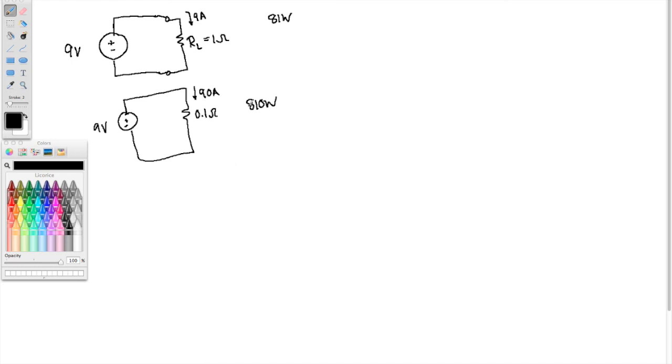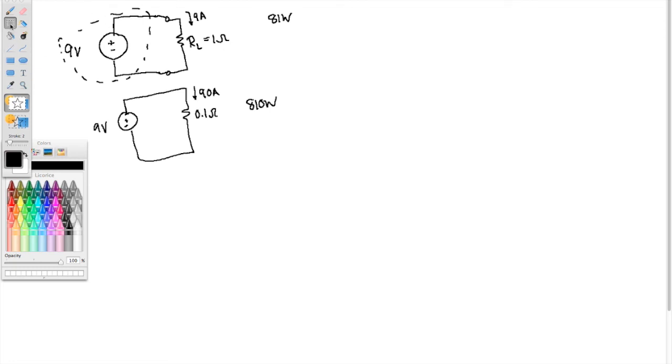You see, if I modeled a 9-volt battery just like this, I can get as much power as I want out of that thing by lowering the load resistor, arbitrarily lowering it to get as much power as I want. But we know that that's not true. You can't get as much power as you want out of a 9-volt battery, right?